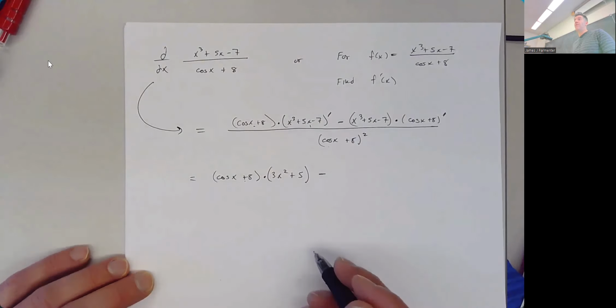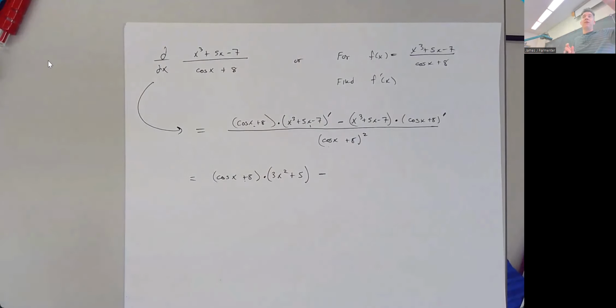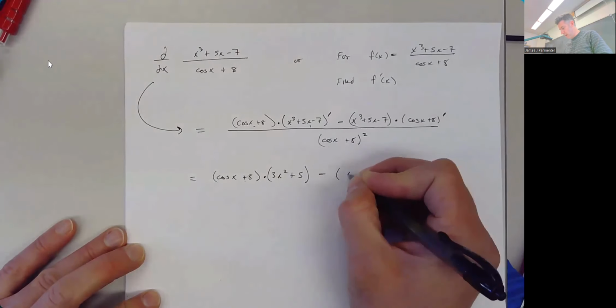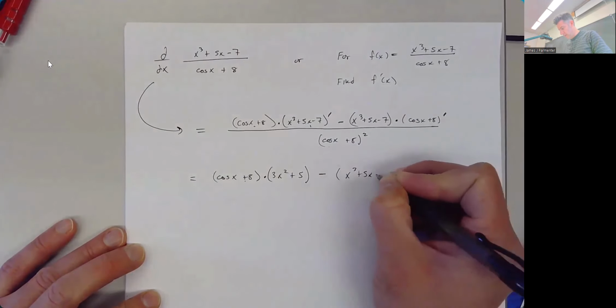So definitely, if your things have more than one term in them, in the product rule or in the quotient rule, you really need to slap on some parentheses around them so that you get the entire multiplication. Same deal over here. I'm going to get x cubed plus 5x minus 7.